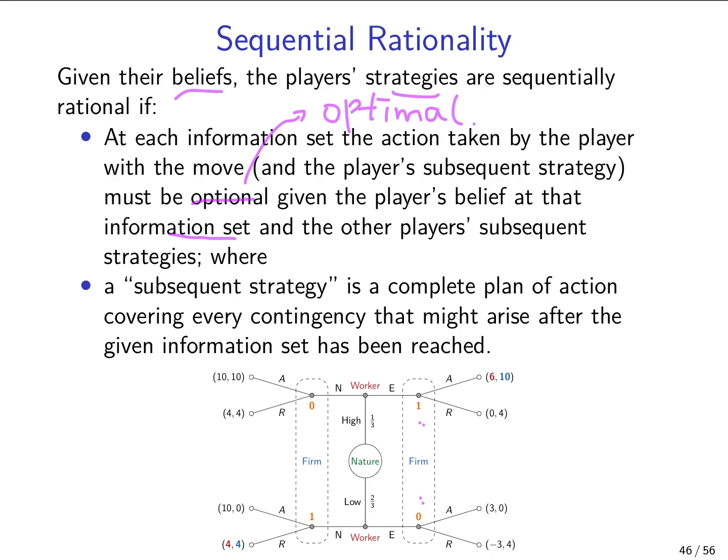And here, when we say subsequent strategy, it is a complete plan of action covering every contingency that might arise after the given information set has been reached. In our game, it's pretty simple because there are only 2 stages, so there's no more subsequent strategy. But if we have more than 2 stages, we need to be optimal, and we need to specify the strategy such that it covers every contingency.